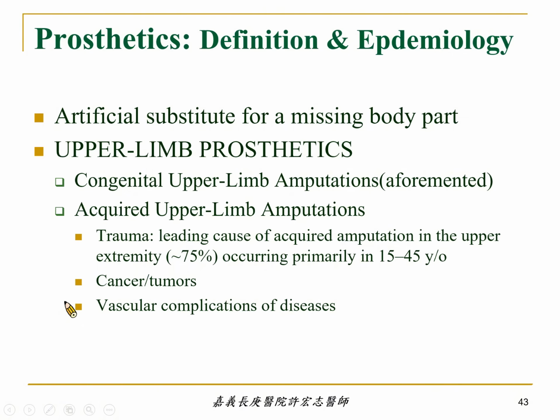acquired upper limb amputations. As for the trauma, it is the leading cause of acquired amputation in the upper limb. It accounts for 75% in patients from 15 to 45 years of age. And the second one is cancer and tumors of the upper limb. And sometimes there is a vascular complication like diabetes or uremia causing the destruction of the upper limb. We call that acquired upper limb amputations.